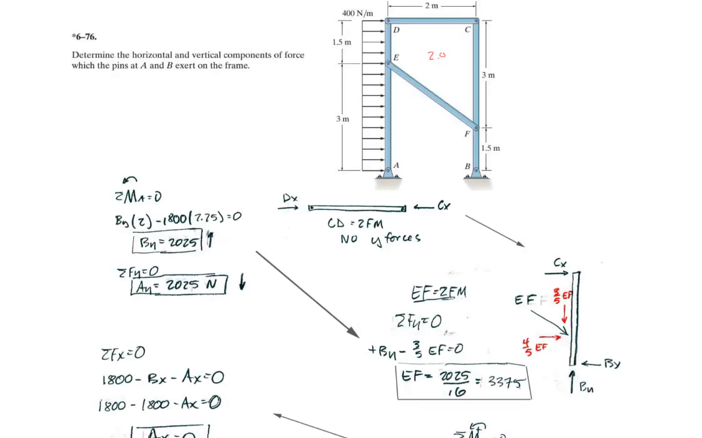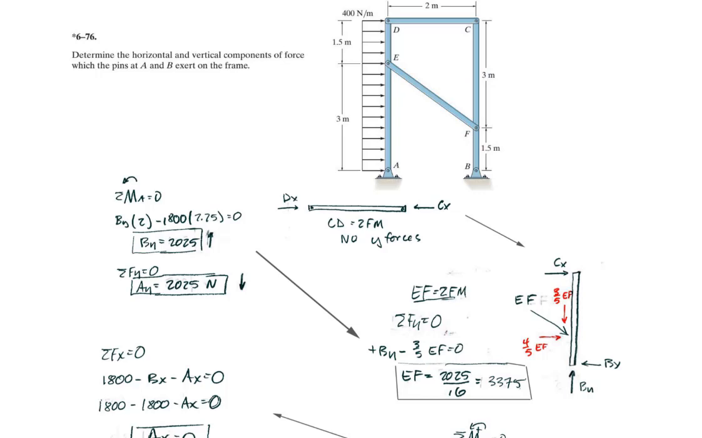Well, the last one I want to go through with you in this video is this complex frame, 676. It actually has 4 members: 1, 2, 3, 4. It's also important to recognize 2 force members, and you can see that this one is a 2 force member and this one's a 2 force member. This one is not, because it has that force in the middle.